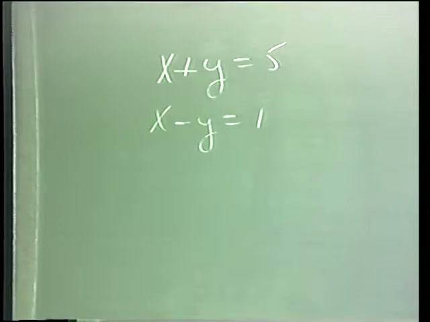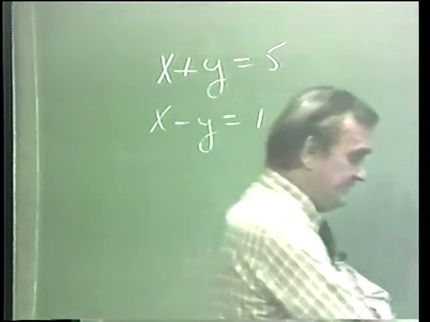Now, if I draw these two lines on the same set of axes, what possibilities exist in regard to these two lines? They could intersect, they could cross. Or they could be parallel, or they could be the same line. They're not, but they could be. So these are the three possibilities.